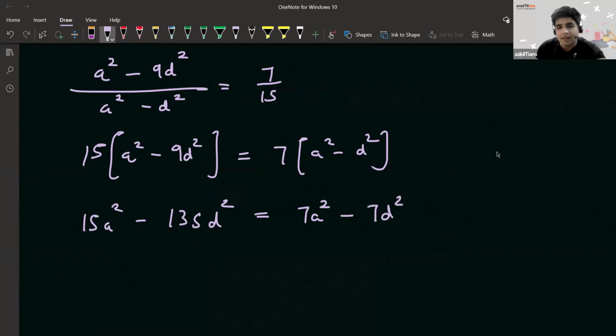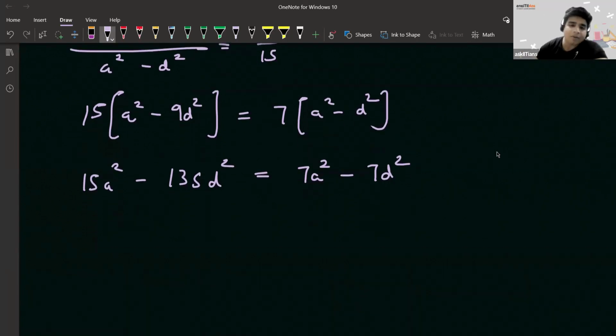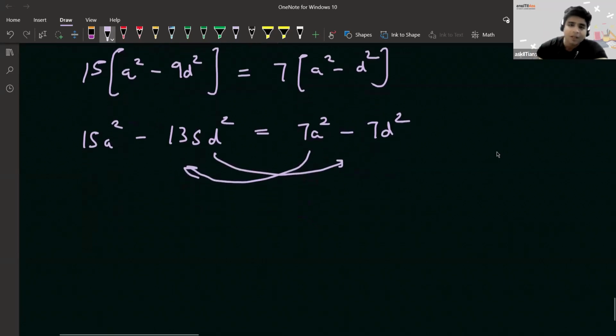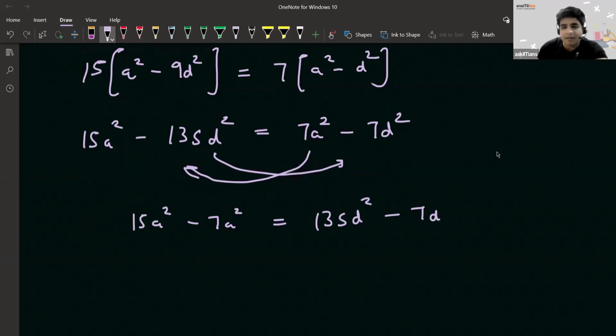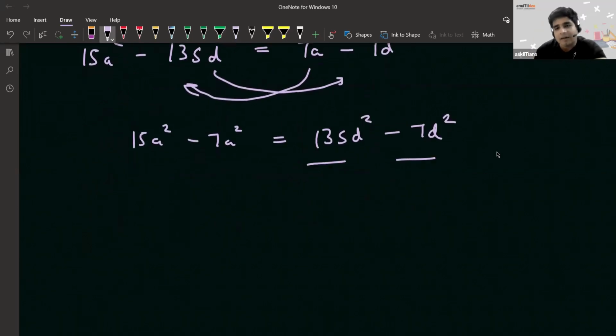So minus 7D square. Is this clear, everyone? Tell me yes or no. Any doubts till this point? Now, everyone, what we are going to do is 7A square goes to the other side, and 135D square goes to the other side. What will happen? 15A square minus 7A square is equal to 135D square, which will become positive, minus 7D square, which will remain negative. And 135 minus 7, that is going to become how much, everyone? That is going to become 128D square.